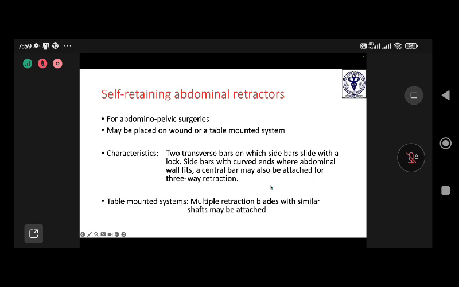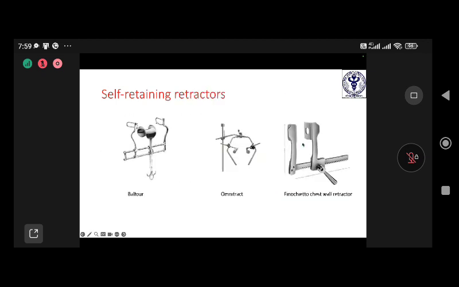You'll have the table mounted system and also a system without table mounting. This is not a table mounted system. This is a table mounted system. So this bar will be fixed with the table, and then the other side bars will be on the surface of the surgical cavity.